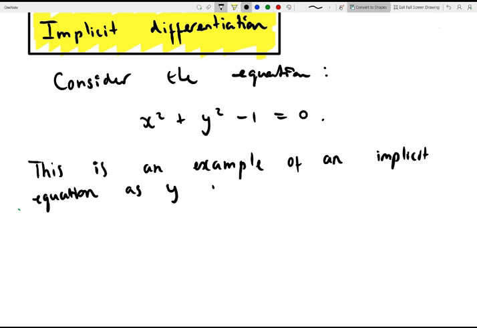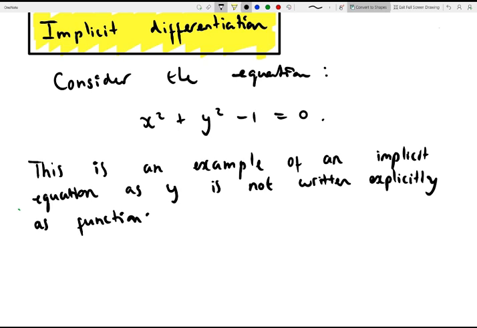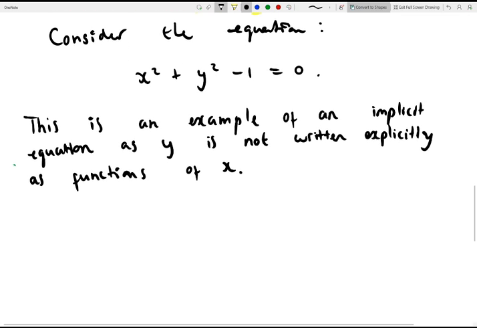as y is not written explicitly as a function of x. And what this means is that we can't differentiate this normally.